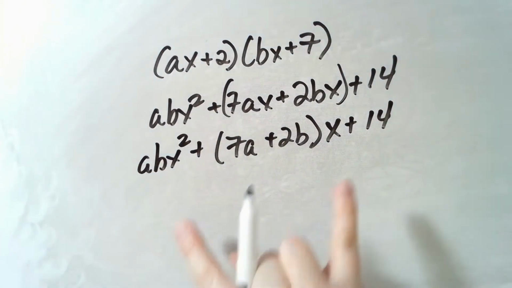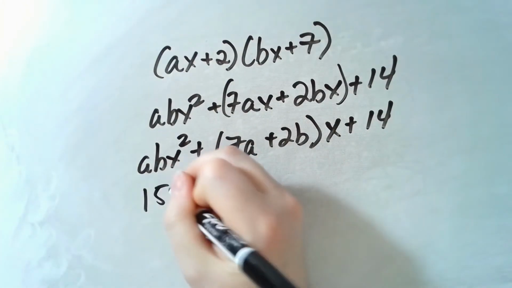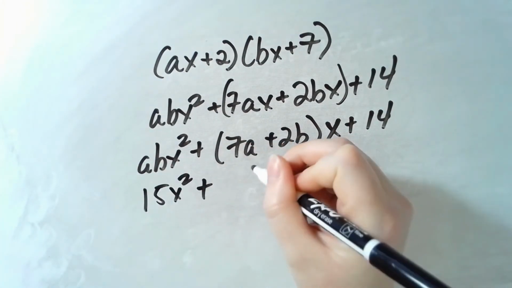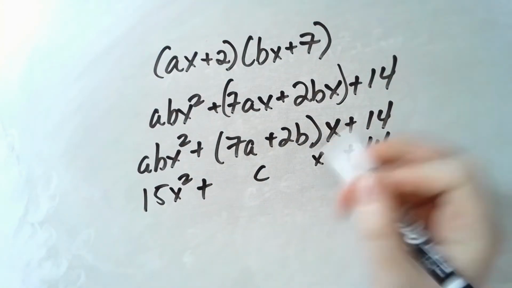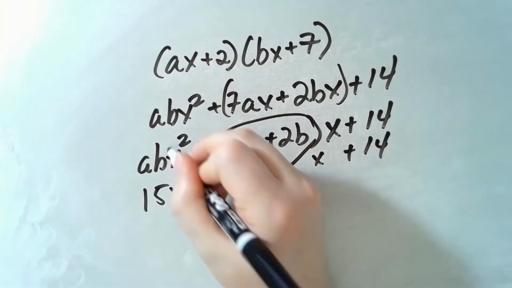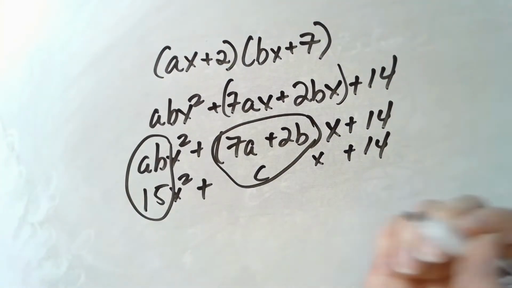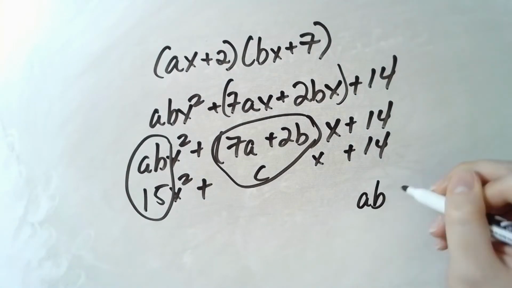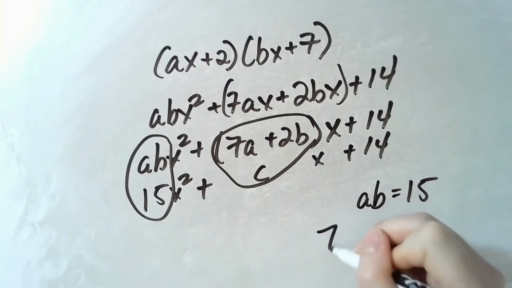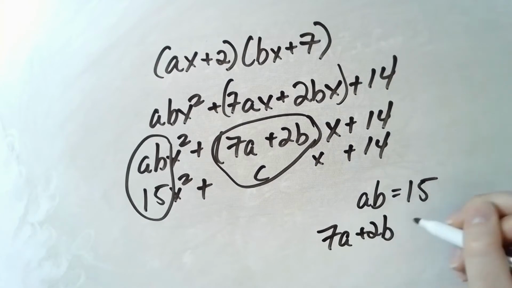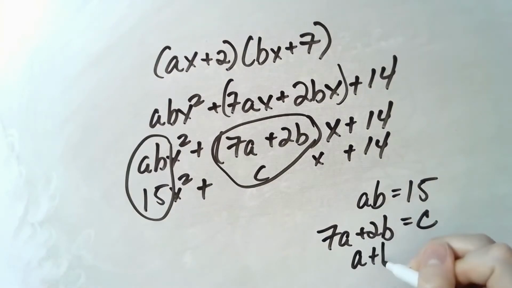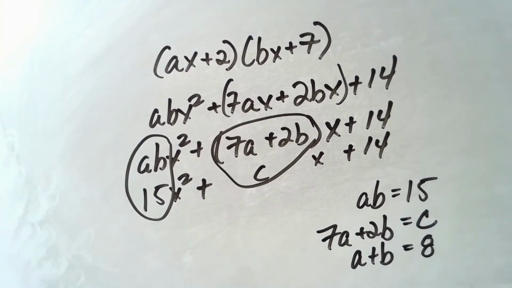Now I'm just going to layer up the other quadratic underneath it. Notice this guy is c, this guy is 15. 14 is equal to 14, irrelevant. So now I'm going to rewrite out these equations. I have ab now equals 15, and 7a plus 2b equals c. And then I go back to the question to pull our final third equation, a plus b equals 8.